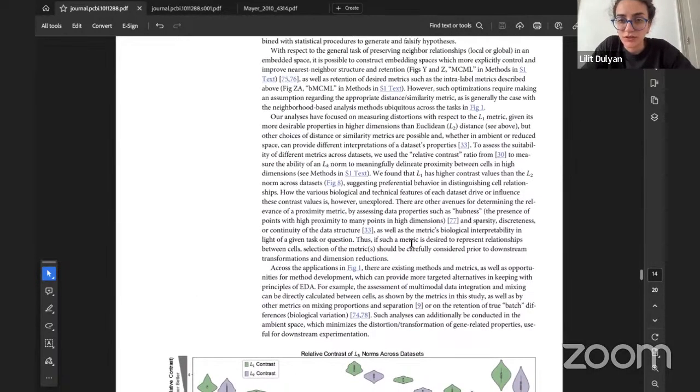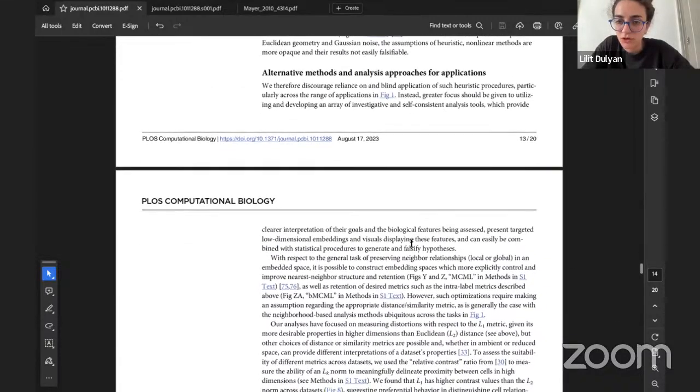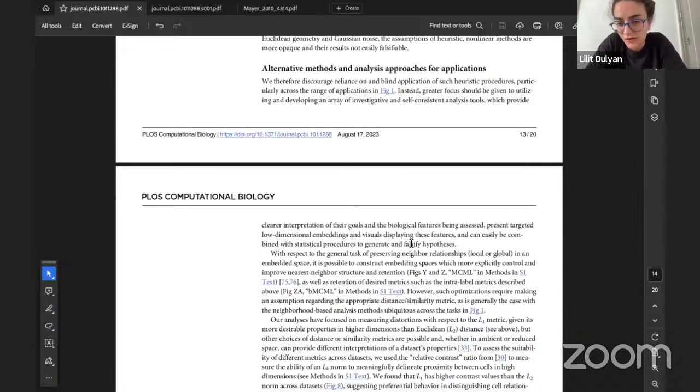I think that was their point: maybe not delete these methods totally from your practice, but be careful, and maybe it's not necessary to show the 2D or 3D, or you can show it, but you cannot make any certain claims. Be careful with interpretations, especially with distance. Okay.